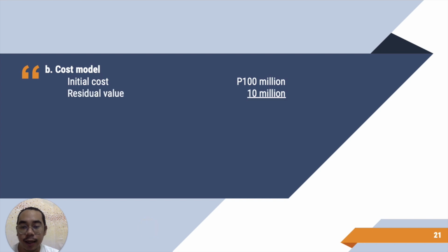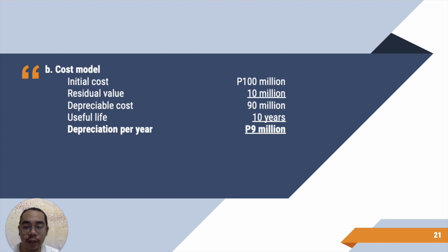Sa cost model naman, the initial cost is still 100 million. The residual value is 10 million pesos. Then the depreciable cost is 90 million. The useful life is 10 years. Therefore, the depreciation per year is 9 million pesos. Ito ang pupunta sa profit or loss. And take note that fair value changes are not recognized under the cost model. So very, very easy. So that's the example for the measurement of investment property.